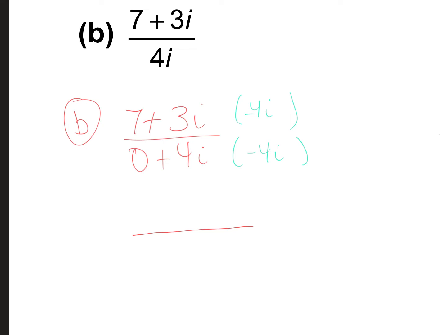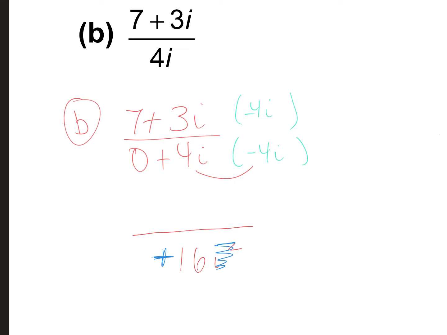If I multiply 4i times negative 4i, what does that give me? Negative 16i squared. As soon as I see that i squared, what do I do? I cross it off and I change this sign, because that's really negative 16 times negative 1. Did my i disappear from the denominator? Yeah, which is exactly what we wanted.